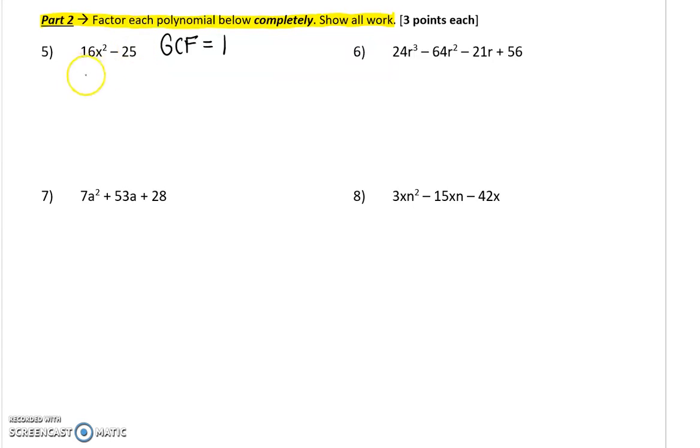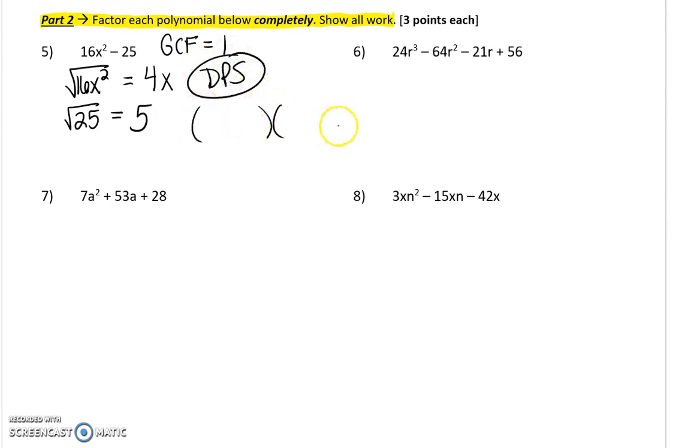So because this polynomial is 2 terms, I'm going to investigate to see whether it's a DPS, a difference of perfect squares. If I can successfully take the square root of both terms, then this is a DPS. Square root of 16 is 4, square root of x squared is x, and the square root of 25 is 5. So this is a DPS, and it's going to get factored into 2 binomials, 2 sets of parentheses. One will be a plus, one will be a minus, and we're going to put that 4x and 4x, and the 5 and the 5, and this is factored completely.